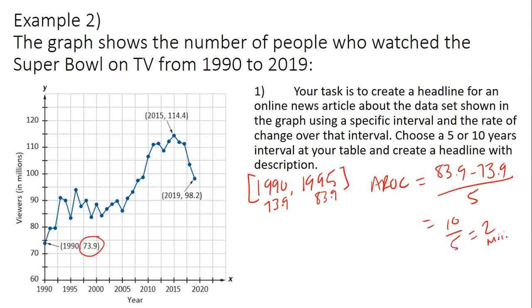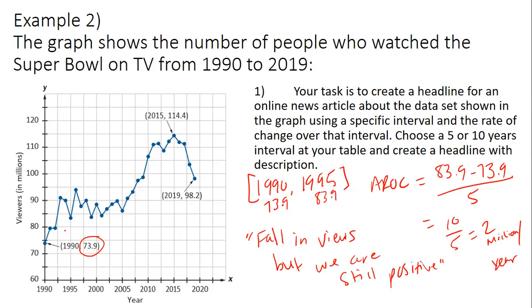So 2 million increase per year, right? That's my data. So now I've got to come up with a headline. So my headline is going to say, let's see. Even though we had a fall in viewership, we're still on the positive. Does that make sense? Fall, that's how you spell fall. Fall in viewership, right? Fall in views, but we're still positive. Does that make sense?